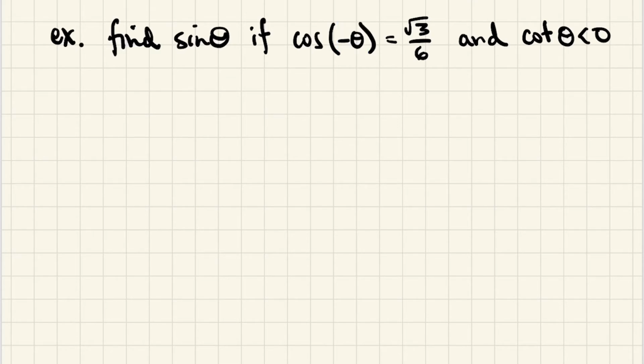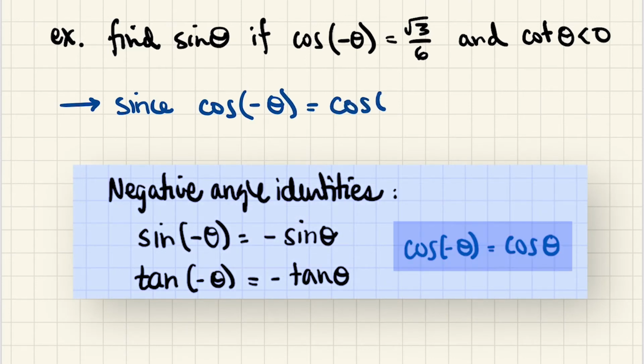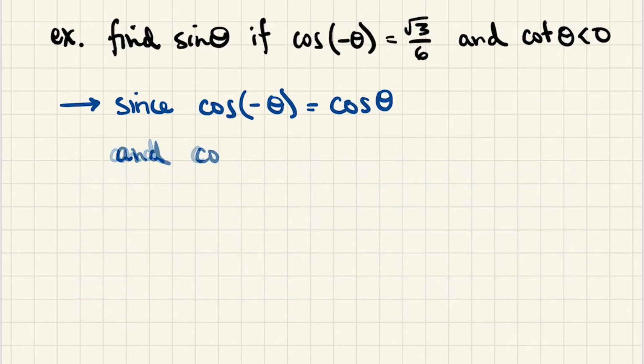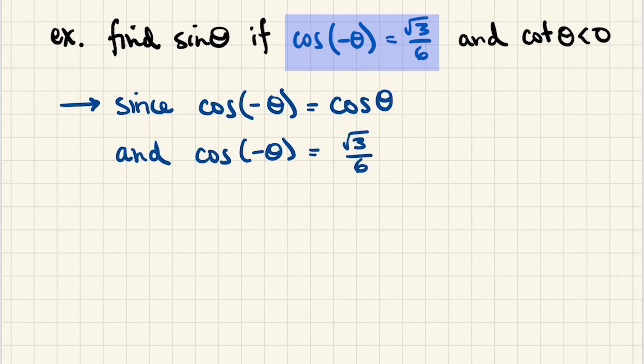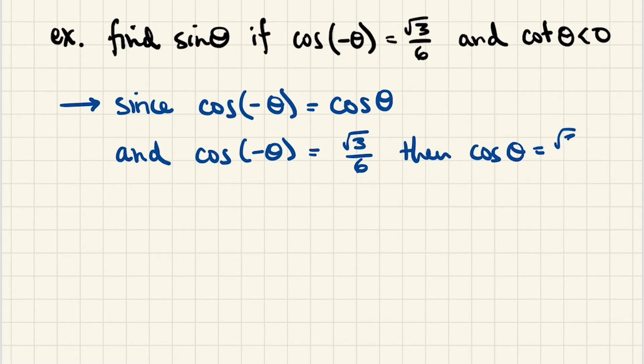So the first thing we should do is get everything down to one angle, which means what is cosine of theta if cosine of negative theta is rad 3 over 6? Well, since cosine of negative theta is equal to cosine of theta, and cosine of negative theta was given to be rad 3 over 6, well, then cosine of positive theta is also rad 3 over 6. So we can now just pretend like we were given the fact that cosine of positive theta is rad 3 over 6, and we don't have to worry about negative theta for the rest of this problem.